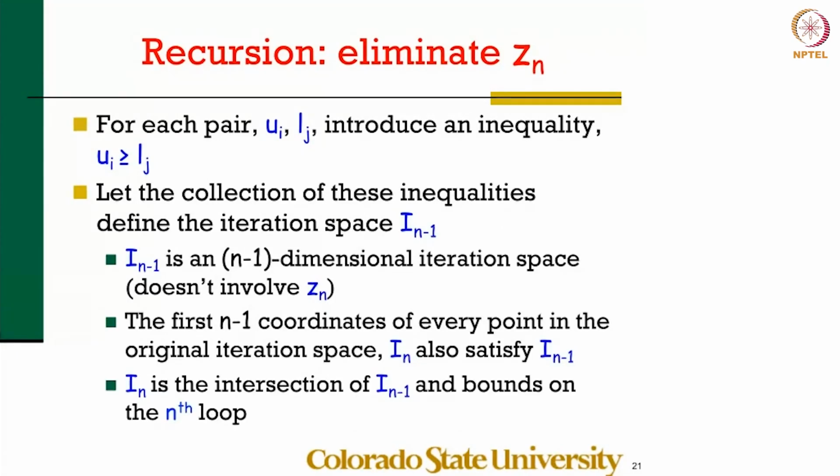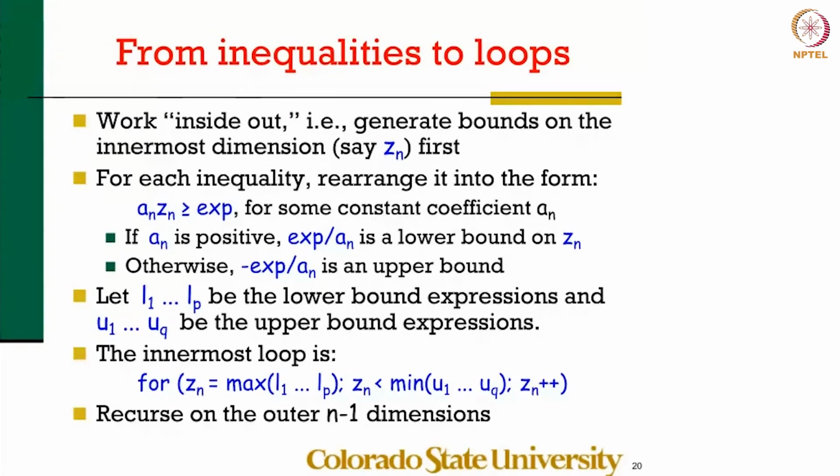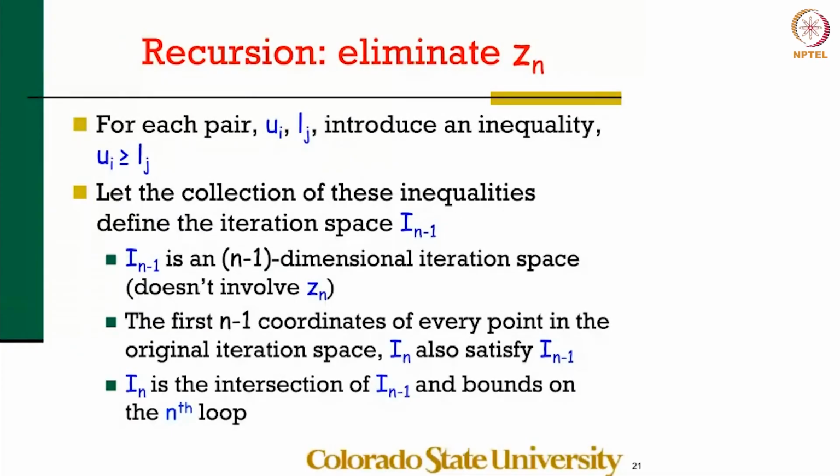So why does this work? The original polyhedron can be viewed as the set of points that satisfy these inequalities, intersected with the set of points in the n-1 dimensions with no bounds on Zn. For the correctness argument, we are still talking about points in this n-dimensional space. All you're saying is that on the innermost dimension there are no constraints, so it can be arbitrarily large, no lower bound, no upper bound, because that has already been generated from the previous slide. So In is the intersection of I sub n-1 and the bounds on the nth loop.